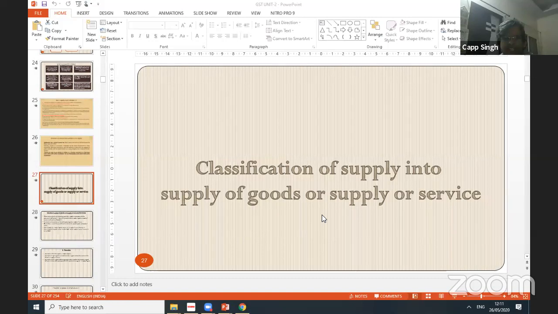Whenever there is transfer of title in goods, transfer of title in goods means sale of goods. In simple terms, you can say sale of goods. Whenever there is sale of goods.